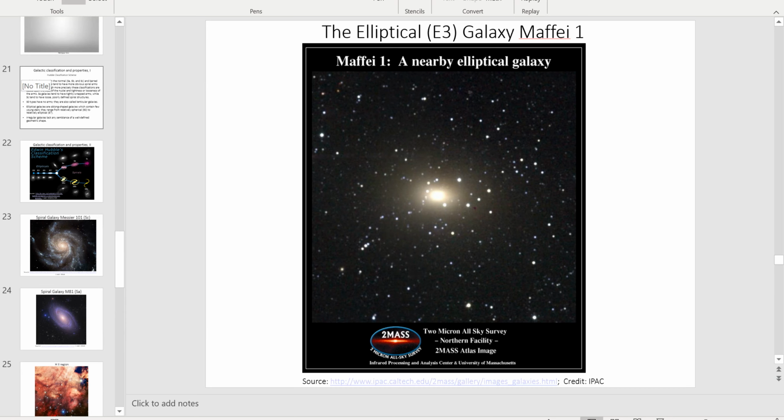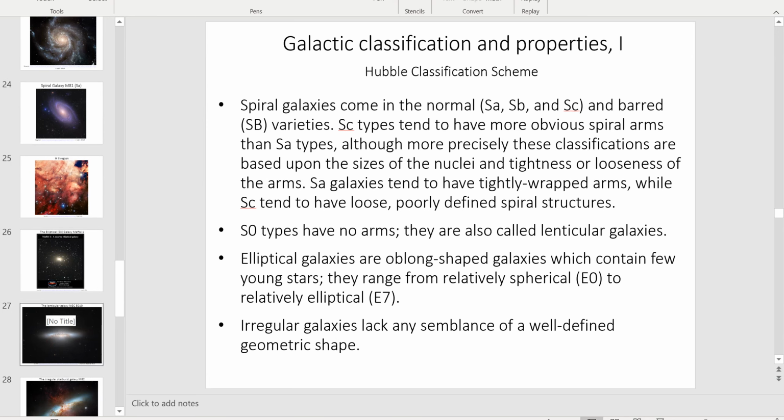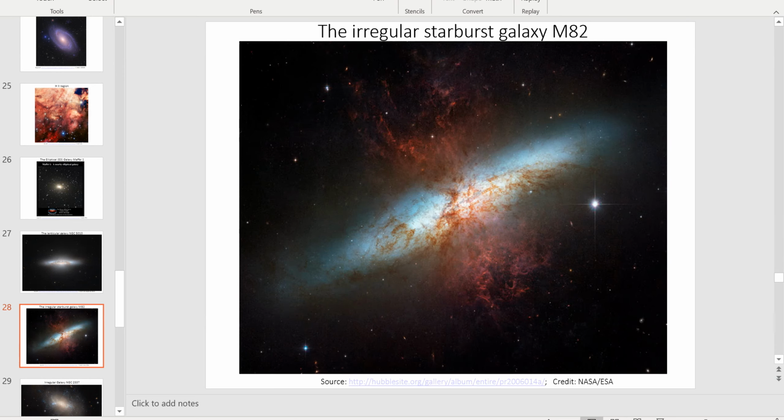Finally, we have irregular galaxies. This is a category for any galaxy that doesn't fit the other types. I put this in a somewhat poetic way. They lack any semblance of a well-defined geometric shape. These are galaxies that literally look irregular. They have all kinds of very interesting, often beautiful shapes. Just because they don't fit into a category doesn't mean they don't have beautiful shapes.